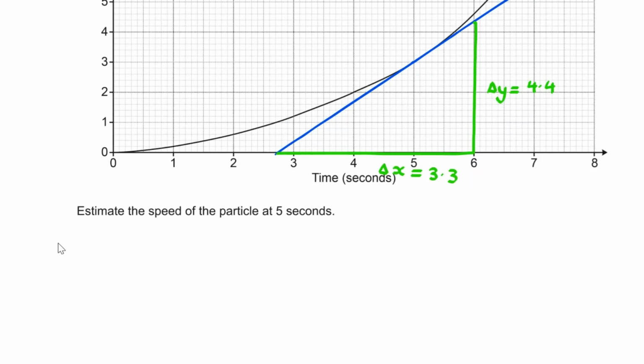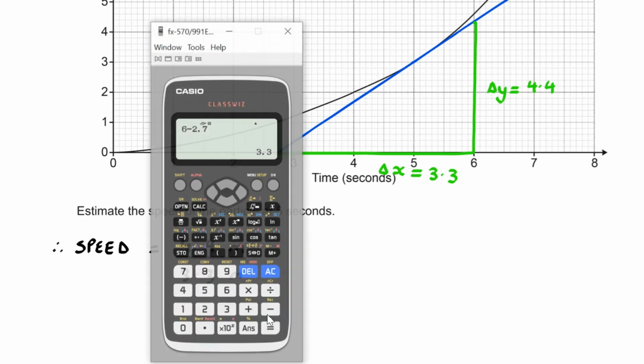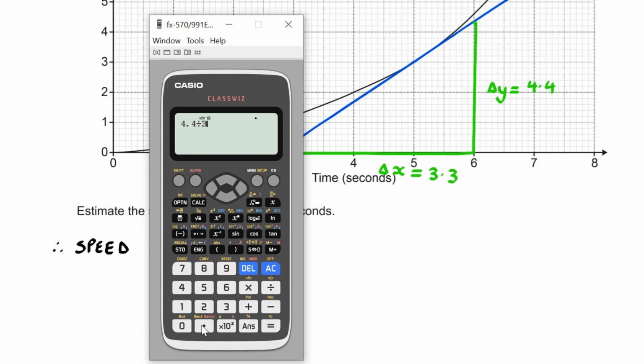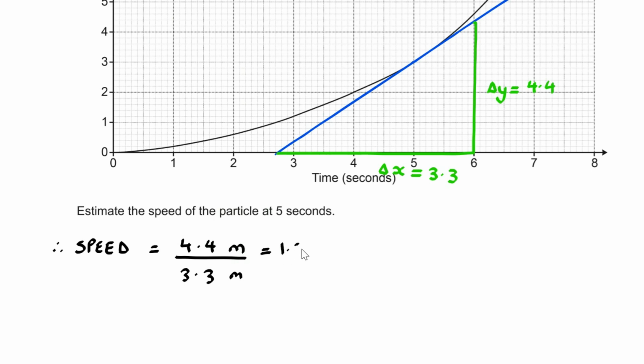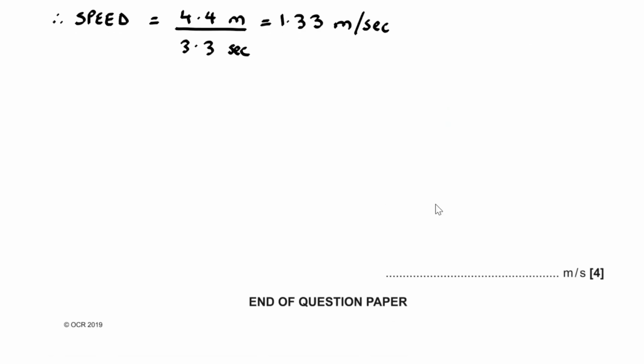So therefore, what we'd have then is the estimate of the speed, that's equal to 4.4 meters over change in x. So we divide by 3.3 seconds. 4.4 divided by 3.3, that's 4 over 3, which is 1.3, etc. So here we've got 1.33 meters per second.